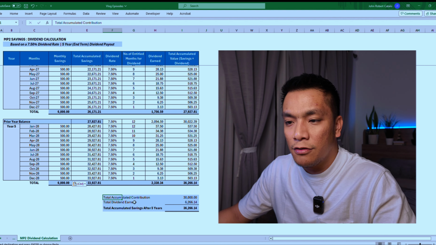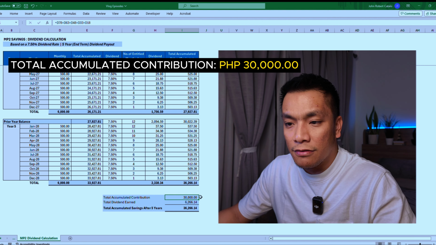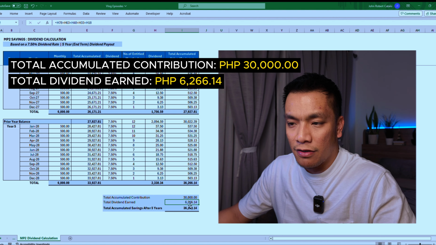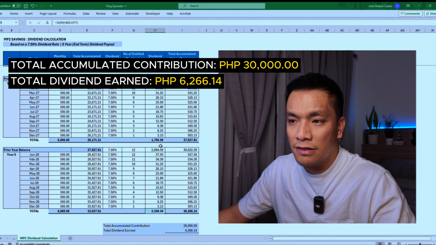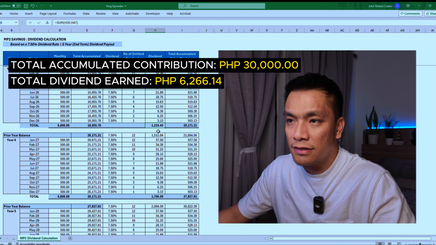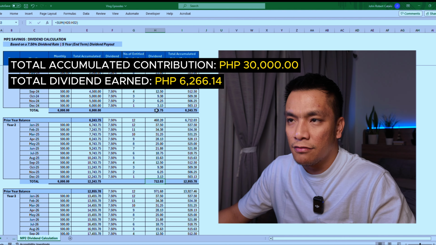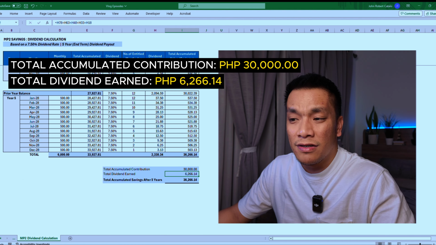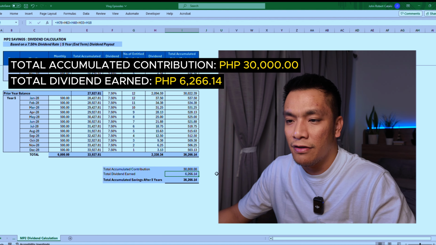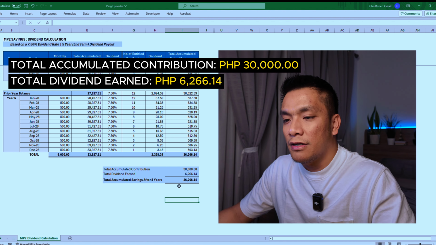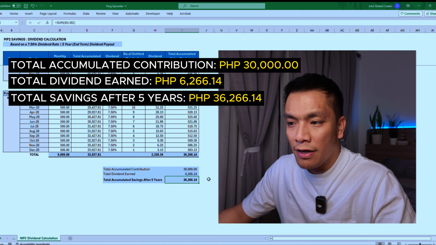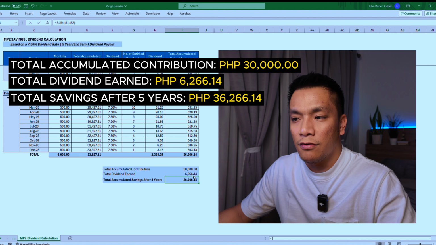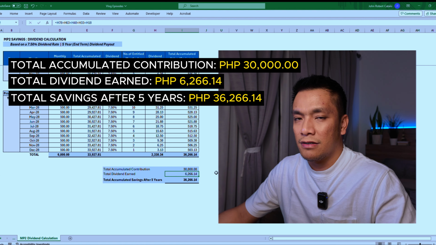So, total accumulated contribution mo ay 30,000 and yung total dividend earned mo ay 6,266.14, which is the sum of this and this. So, yung annual dividend mo ay nagtotal ng 6,266.14 after 5 years. And if nag-mature na siya, ang total na makukuha mo ay 36,266.14. So, tumubo siya ng 6,266.